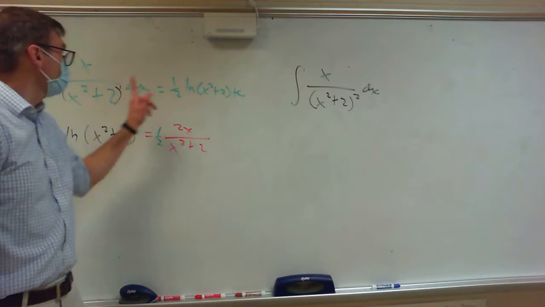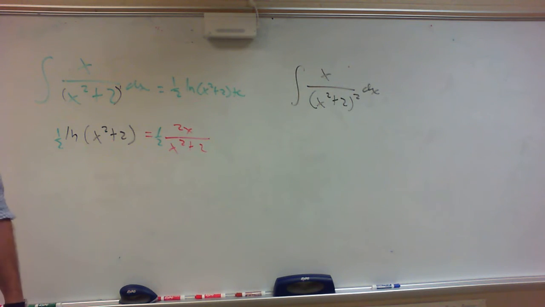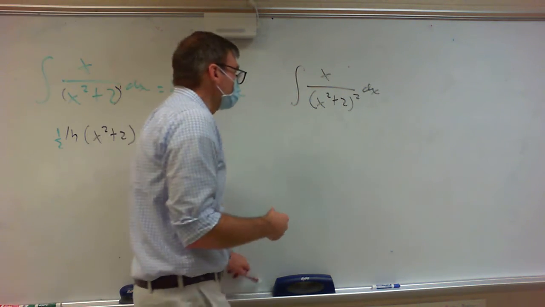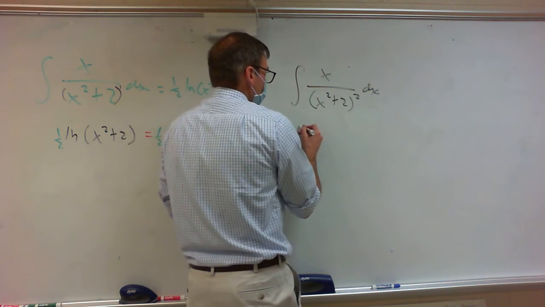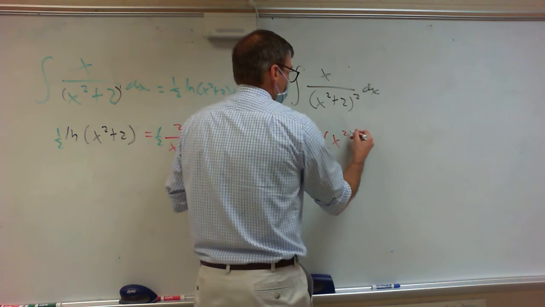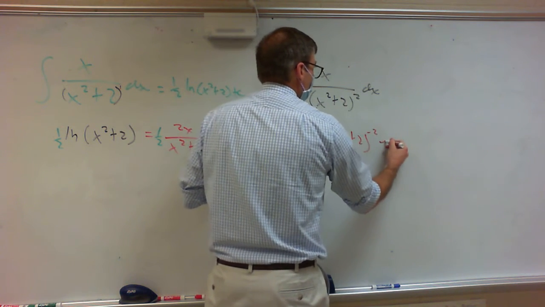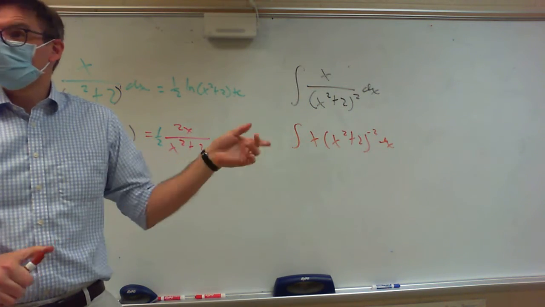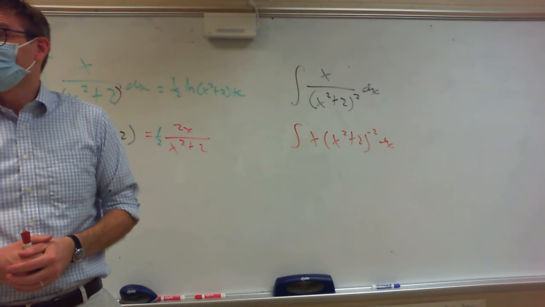First of all, does this look similar to this one? Oh, you just put it in the top to the -2. If you were to rewrite this, it's going to give me x times x squared plus 2 to the -2 dx. How do we do this one? Actually, the question is, do I need to use natural log? No. Why?